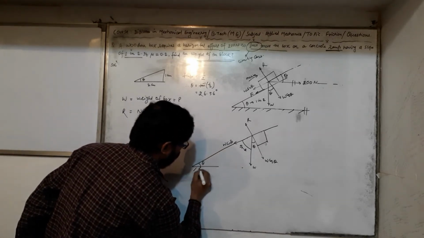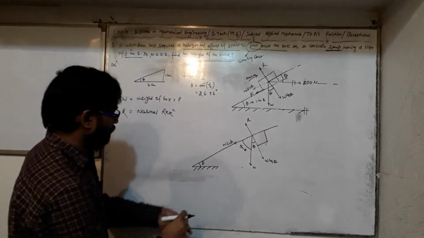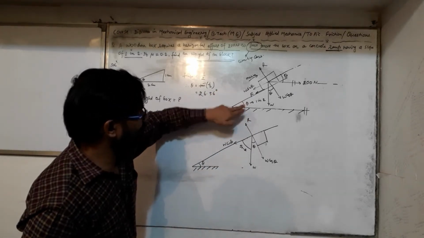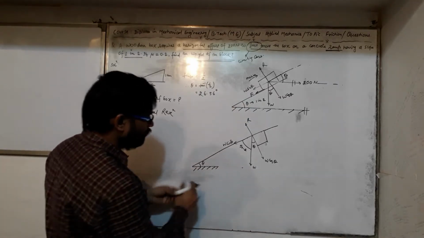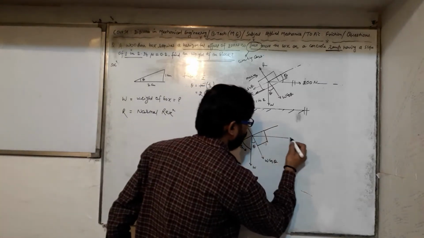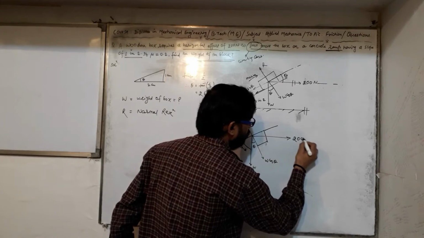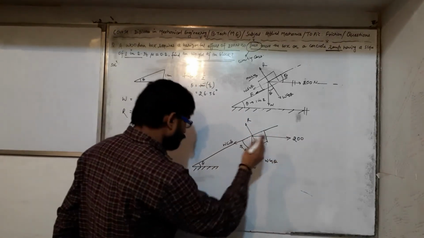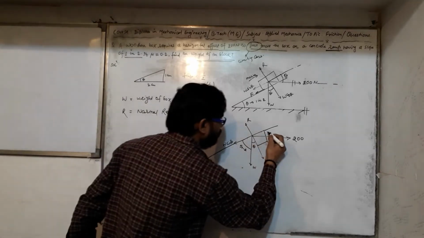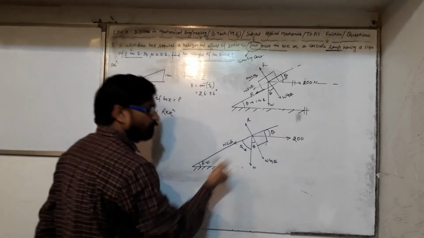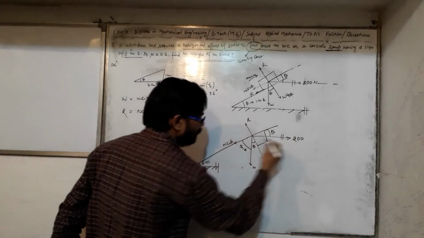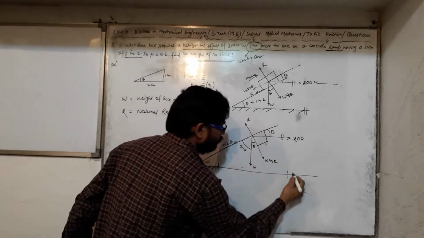This angle is theta. Here it is a horizontal surface. This angle is theta. This angle is theta. The inclined plane is making an angle of theta with the horizontal. So if you see, this line of action has a 200 Newton force acting along the direction. So this angle and this angle must be the same. Why? Corresponding angles. This is parallel to this, this is parallel to this.